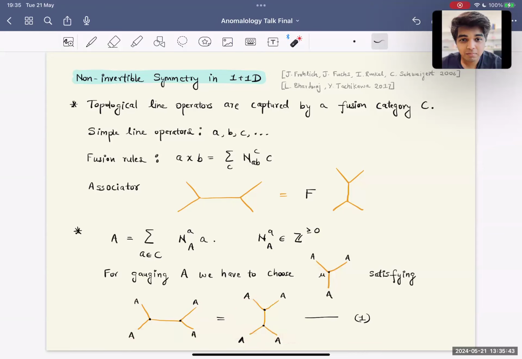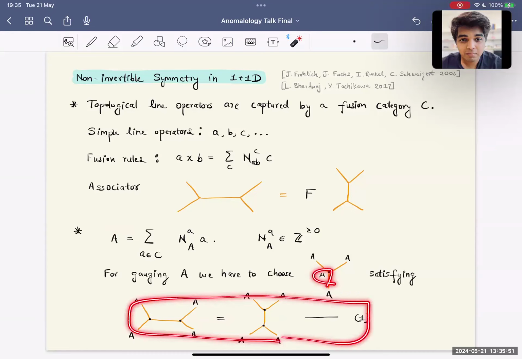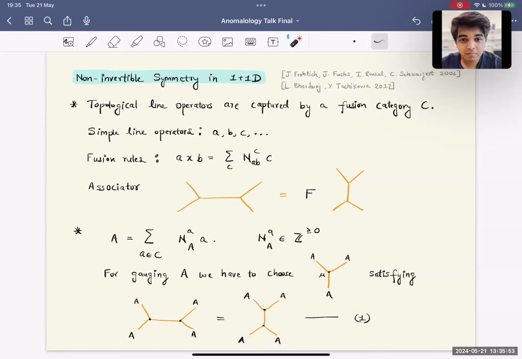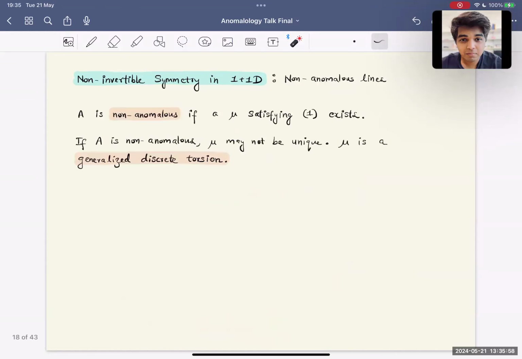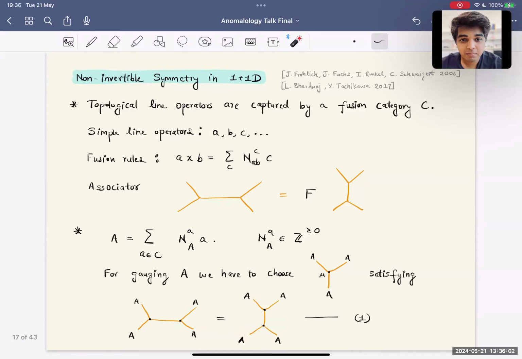So this is how you say that A is anomalous, which means that an arbitrarily chosen A cannot be gauged because there is no mu which satisfies this condition in general. But for some A, you may have a mu. So if mu satisfying this constraint 1 exists, that is what I will mean by an A being non-anomalous.